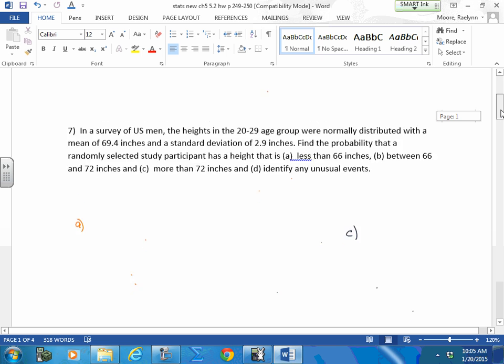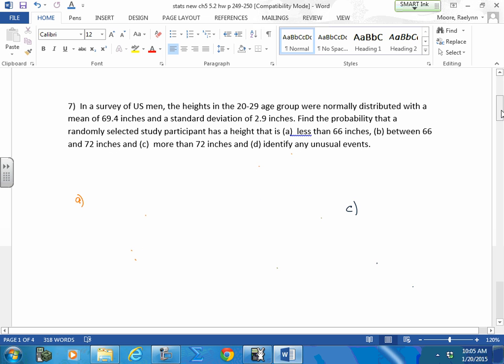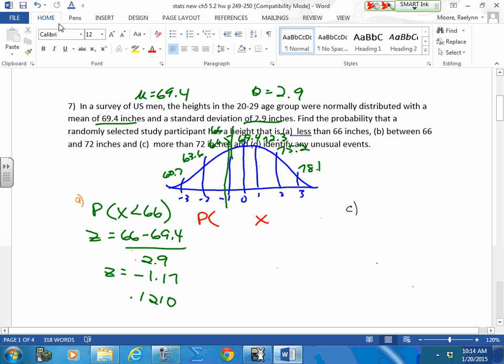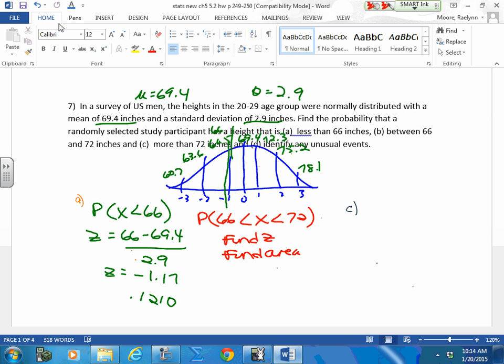All right, number 7. I want to see everybody work on number 7. X is the one in between. These set less than, less than. That's how your betweens always are set up. You want between 66 and 72. Now, you're going to find the Z for both of them, find the areas, and subtract your areas.